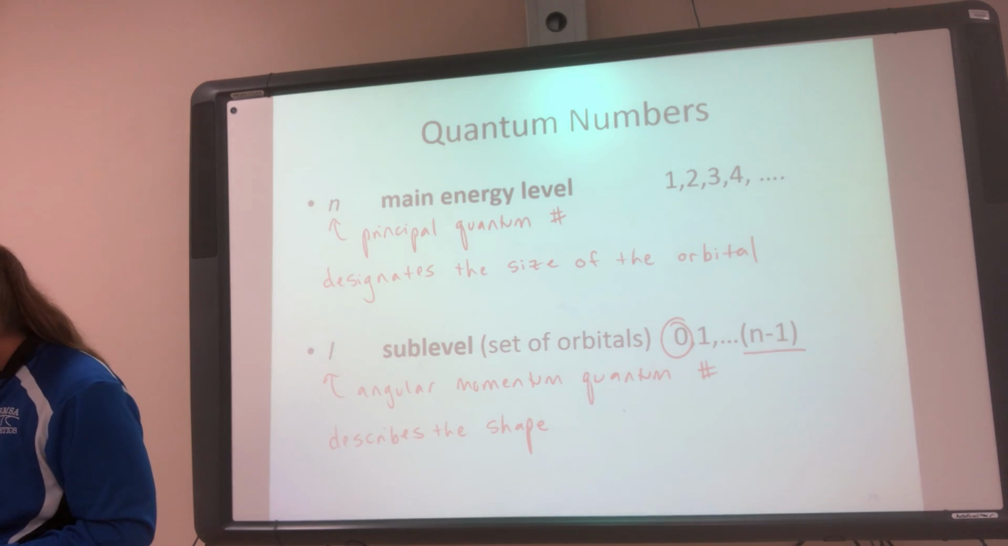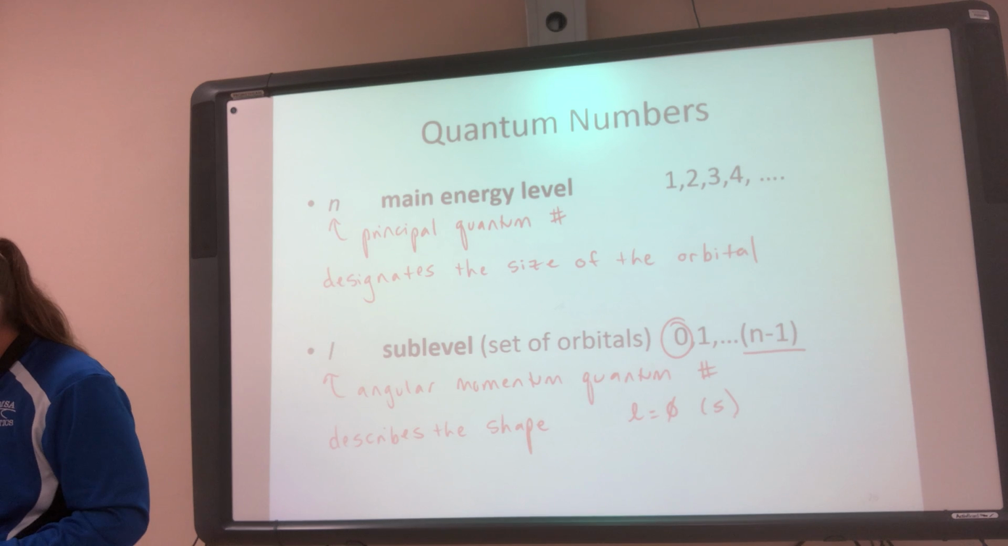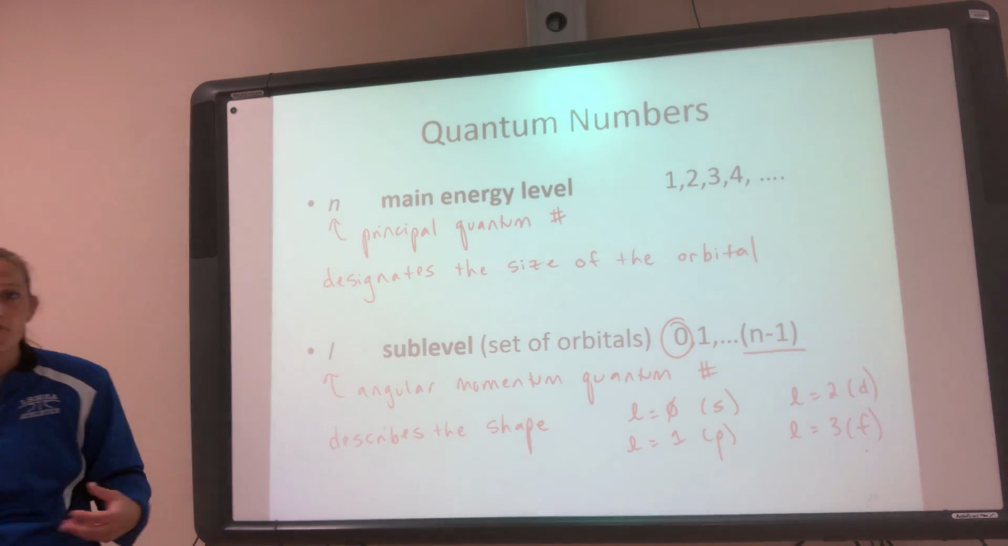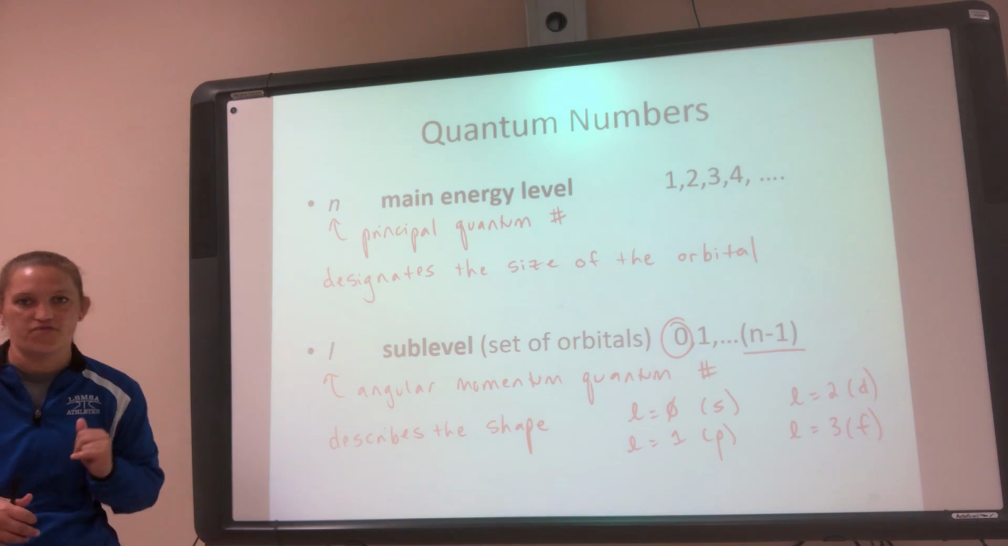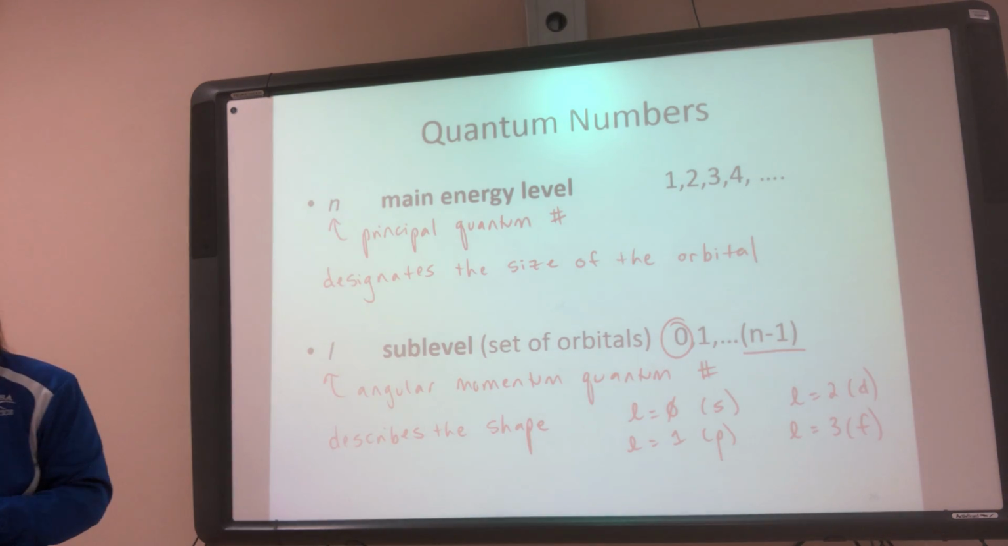So if my L is equal to 0, that's an S orbital. If my L is equal to 1, it's a P orbital. If my L is equal to 2, that's a D orbital. And if my L is equal to 3, that's an F orbital. I'm going to show you what those orbitals look like. They have shapes. So S, P, D, and F, those are the 4 different orbitals that we're going to look at.